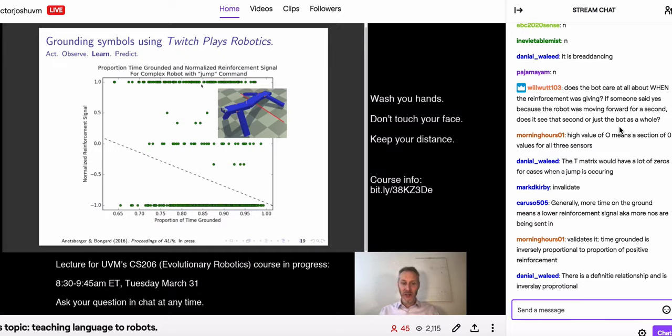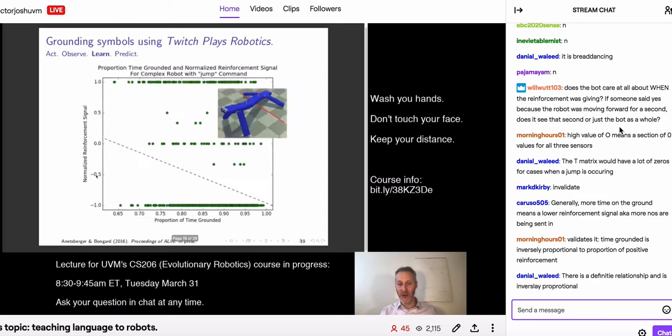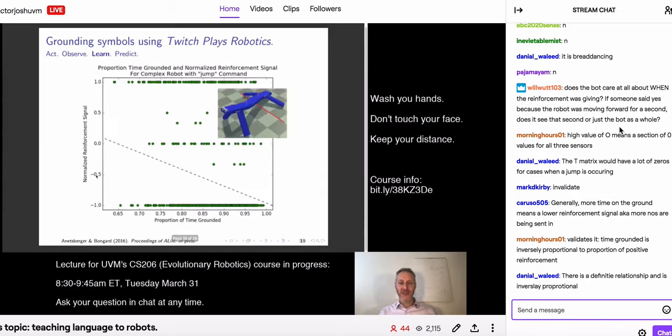Another thing you'll notice is that if I flip back and forth between these two plots, the slope and the y-intercept of these lines are slightly different. Now the width of the axes in the two plots is also different, which I apologize for, but the y-intercept and the slope also are different. What that means is that for these two robots, JUMP means a slightly different thing.